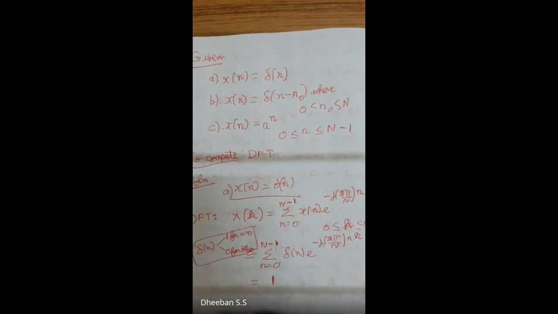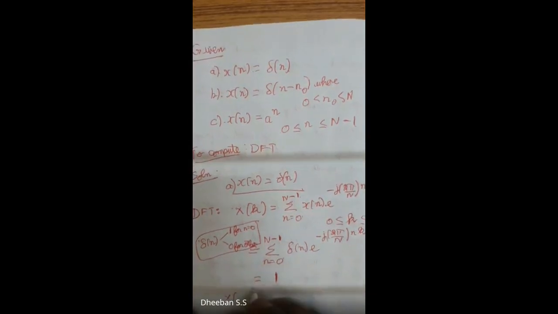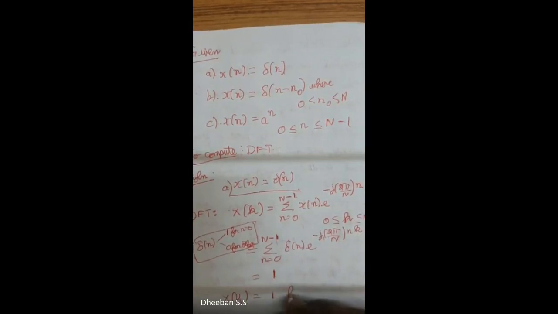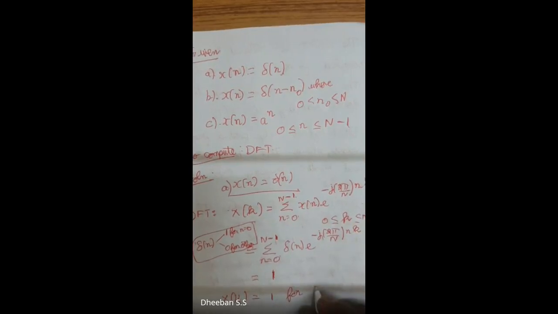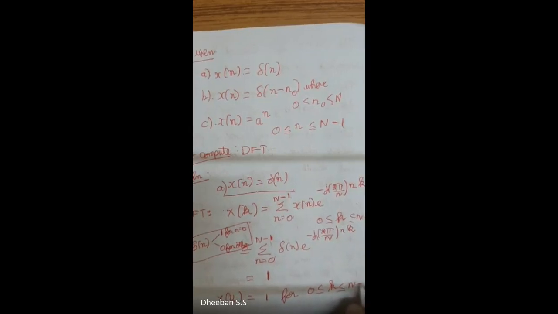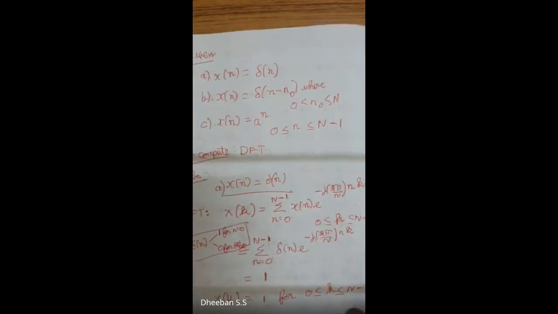Therefore x of k will be equal to 1 for 0 less than or equal to k less than or equal to N minus 1. So if you're taking any kind of transformation, Fourier transform or DTFT or DFT, over these common signals like the impulse function, you'll be getting the same value only.